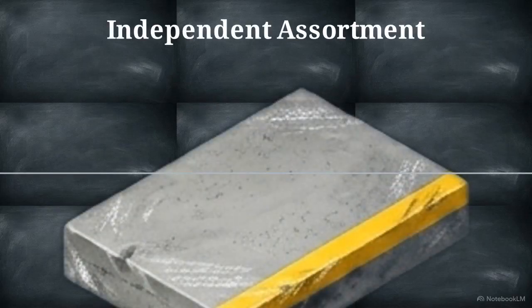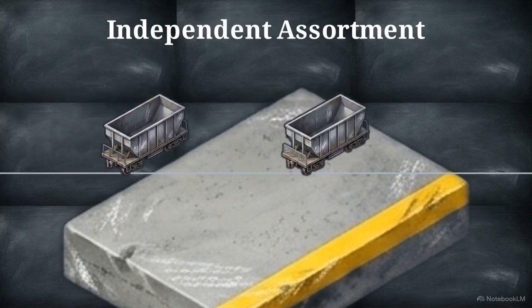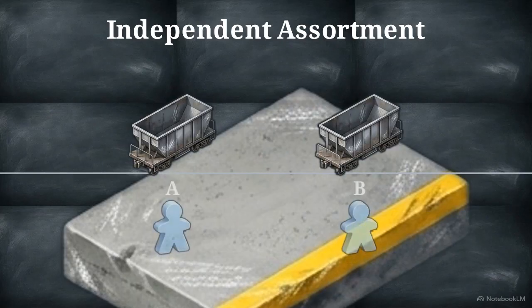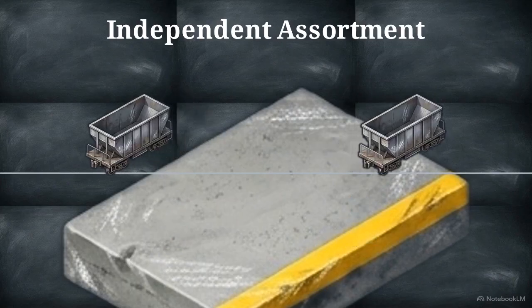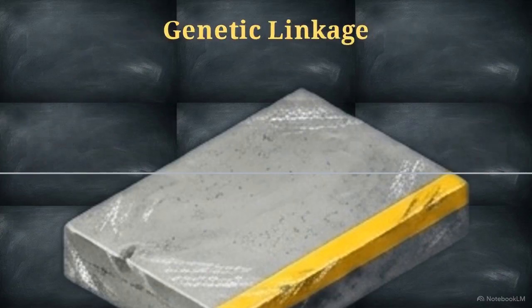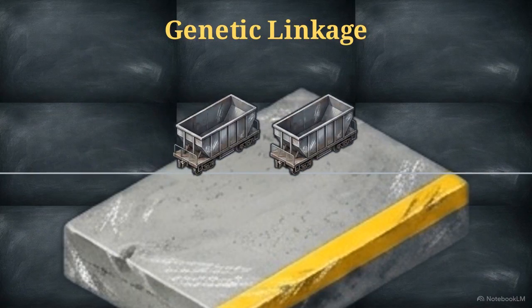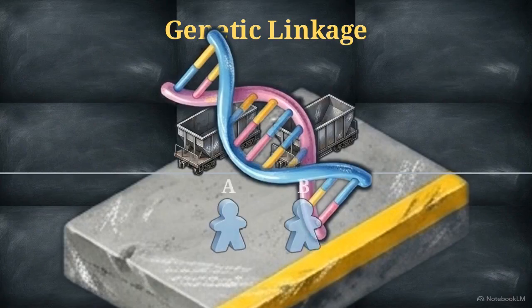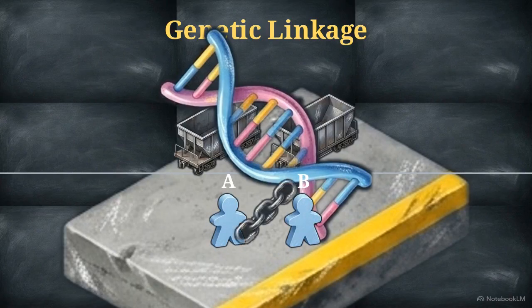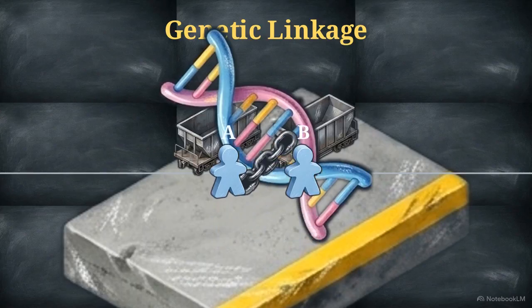In traditional Mendelian genetics, genes sort independently. If you think of gametes as train cars, the alleles are like independent passengers. A and B can freely choose whichever separate car they want to board. But what happens when two genetic traits are located right next to each other on the exact same chromosome? Our passengers, A and B, are suddenly physically shackled together inside a single car. They can no longer move independently.